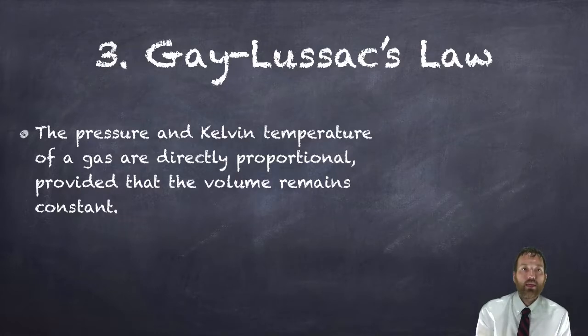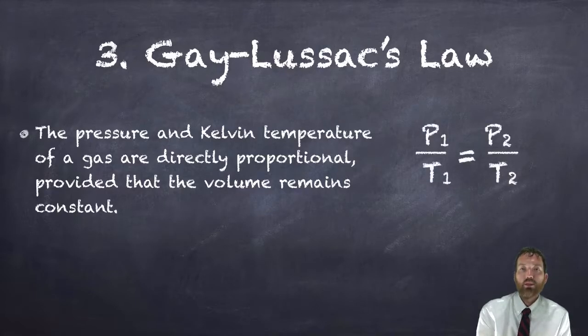The last one is Gay-Lussac's law. It says that the pressure and Kelvin temperature of a gas are directly proportional provided that the volume remains constant. So mathematically it looks like this: P1 over T1 equals P2 over T2. Remember, it's Kelvin temperature, so if you have any Celsius temperatures in the word problem, you need to convert them first or you're going to get the question wrong.